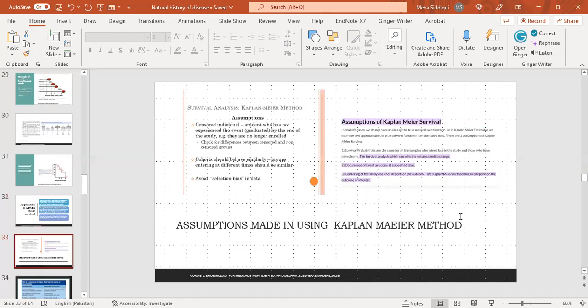So these are the assumptions made in using Kaplan-Meier method, that is censored individuals, that is those who have not experienced the event or who are withdrawn or lost to follow-up, are usually no longer enrolled. And cohorts entering at different times should be similar, and occurrence of event is at a specified time. So these are the assumptions while using this method.